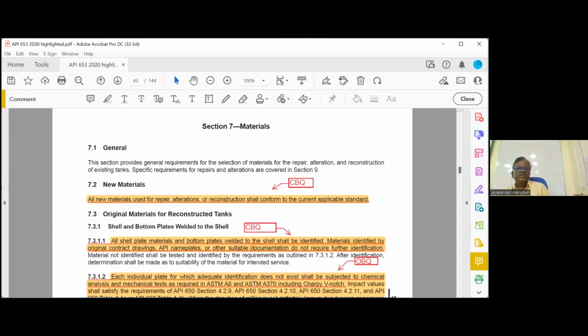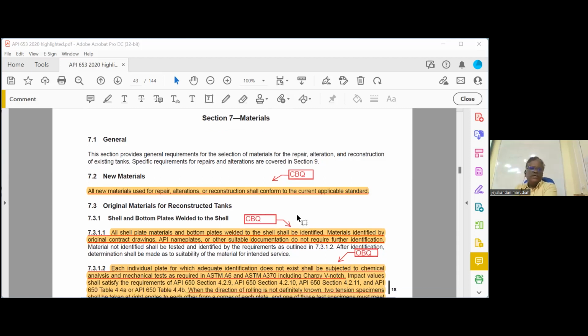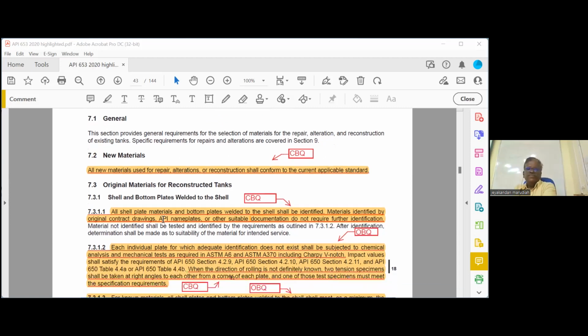So highlight this one, even though we have prepared an elaborate question bank. All new material used for repair, alteration, and construction shall conform to the current applicable standard. Any new material you are using, you have to use the latest edition. That's all. Then highlight this one, 7.3. Shell plate material and the bottom plates welded to the shell shall be identified. Material identified by original contract drawings, API nameplates, and other suitable documentation does not require further identification. If already identified, no need for further identification.